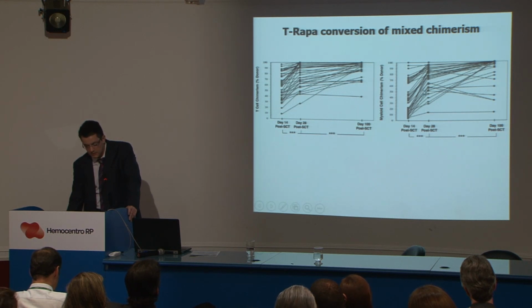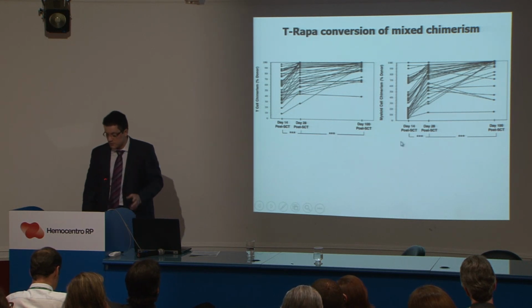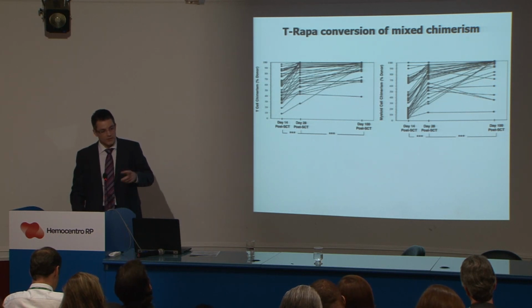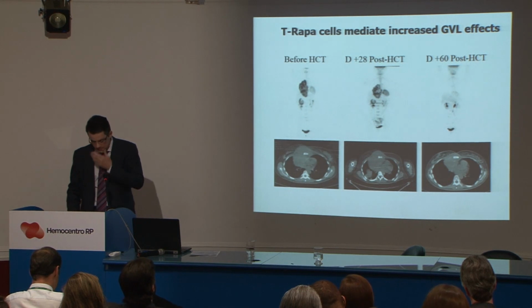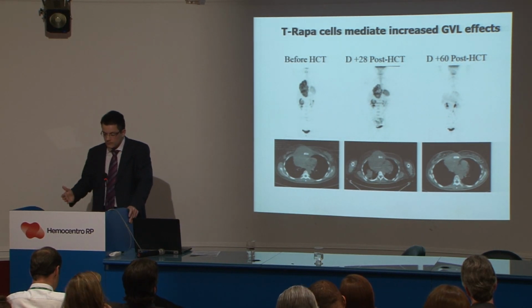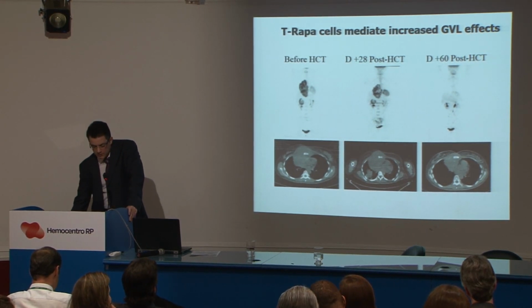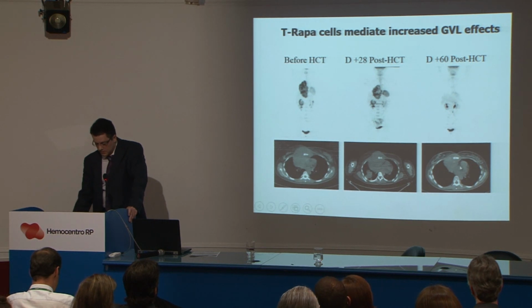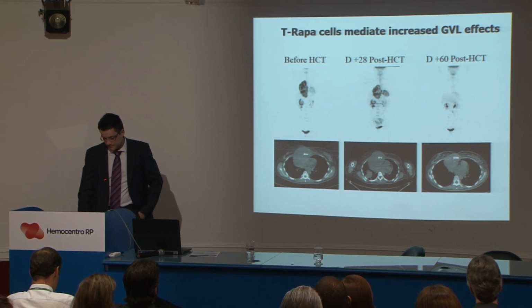And this is my myeloid cell chimerism. It's important to say and to highlight that it's a single-arm study. We didn't compare that with DLI, standard DLI. So this is the GVL response before transplantation, 28 days after, D plus 28, and then D plus 60. You can see the mass here, the mediastinum of the patient, and the reduced tumor mass.